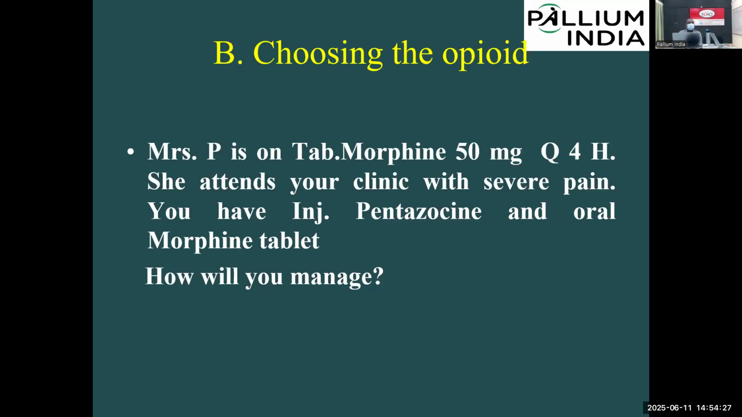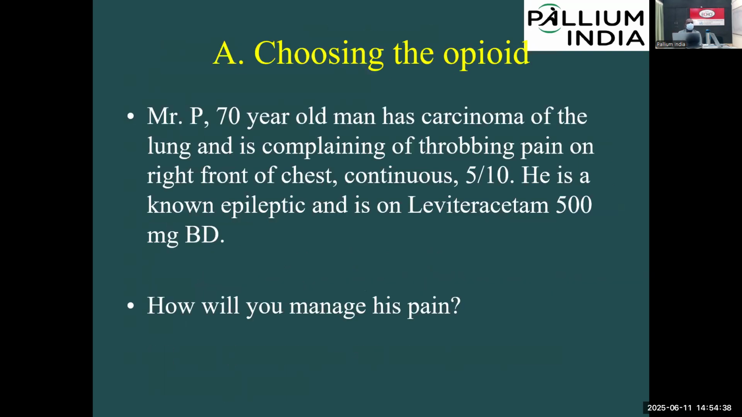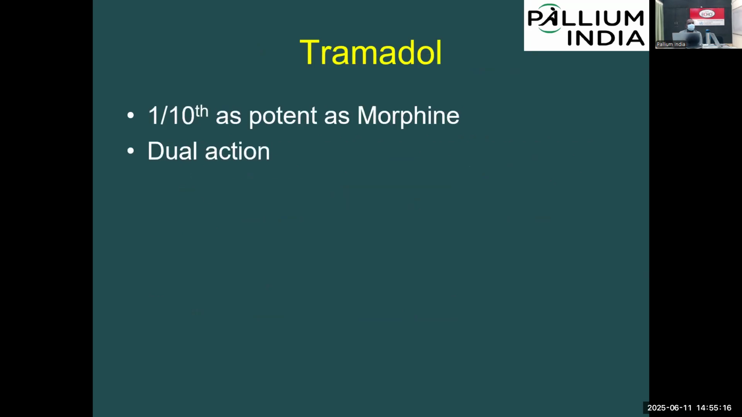So for this patient, tramadol may not be a good choice as this patient already has epilepsy. So you can even use morphine, a small dose of morphine, maybe 2.5 milligram. I just wanted to tell you tramadol may not be a good choice for patients who are epileptic or patients who have a reduced seizure threshold like brain metastasis.